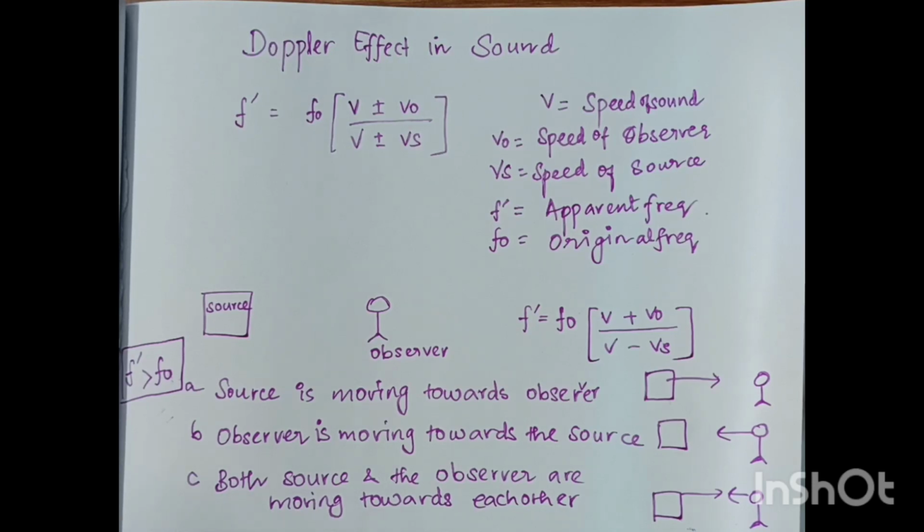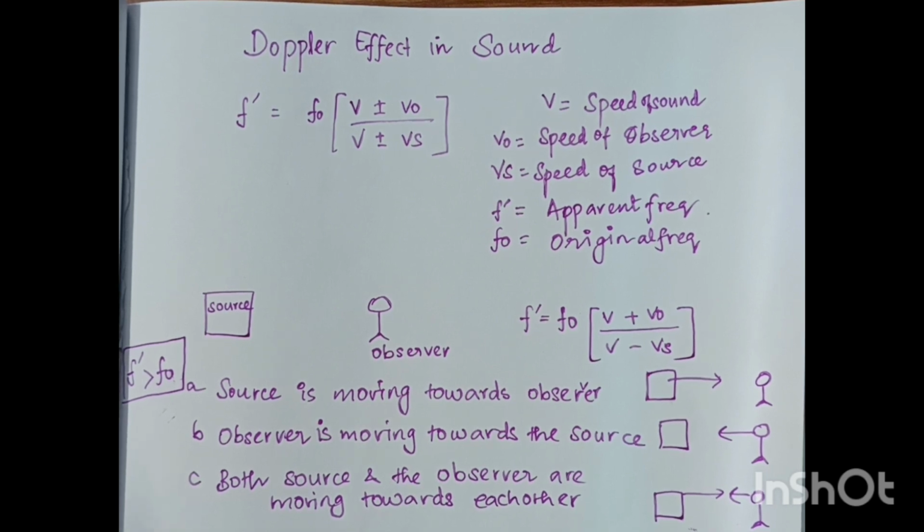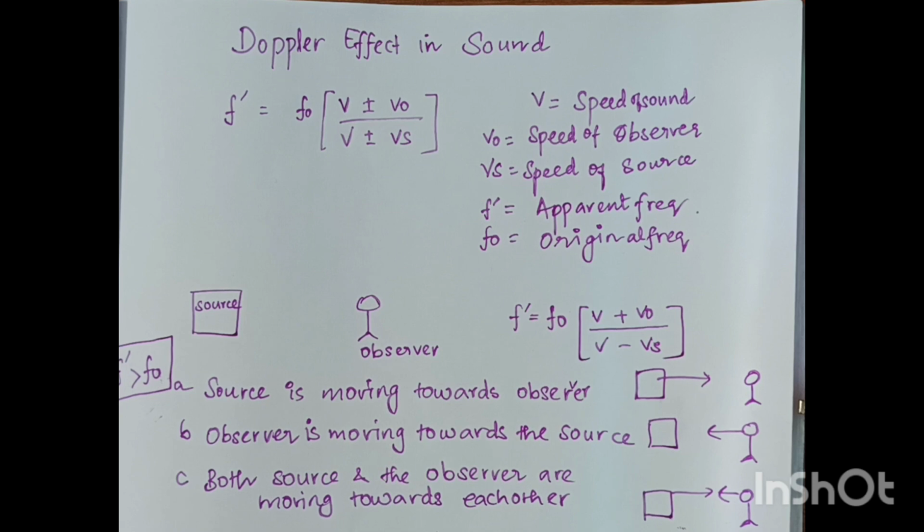Doppler's effect in sound. So, what is the Doppler effect? The apparent change in the frequency of the source due to a relative motion between source and observer. So, this is what is Doppler's effect. We will see what is the general formula for apparent frequency.